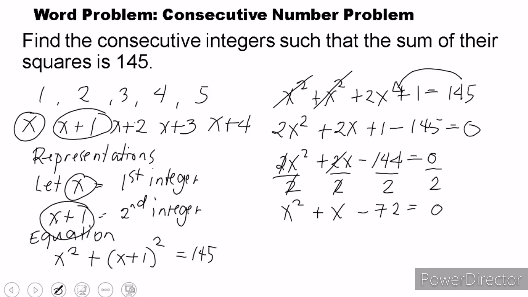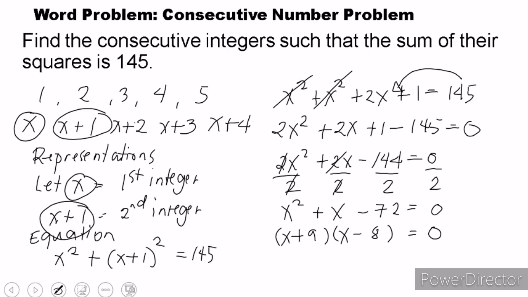Okay, then afterwards, factor na natin siya. So ngayon, iisip tayo ng dalawang number na kapag pinag-multiply natin, ang sagot ay negative 72. Pag pinag-add naman natin, ang sagot ay positive 1. So ano yung dalawang number na yon? We have, of course, positive 9 and negative 8. So lagay natin dito, positive 9, negative 8, because positive 9 times negative 8 is negative 72, and positive 9 plus negative 8 is positive 1.